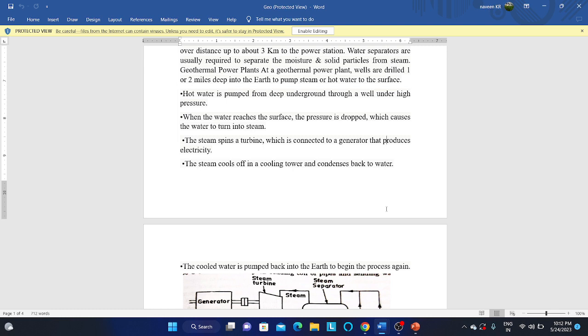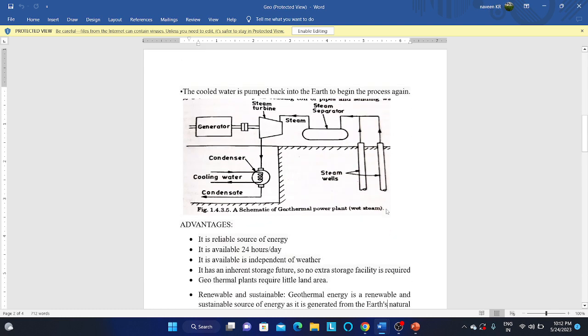Here, the diagram of the process of a geothermal power plant is given. It's a sketch of a geothermal power plant, and there is a generator over here, a steam turbine, steam separator, condenser, cooling water, condensate, and steam wells. These are the apparatus involved in the geothermal energy process.